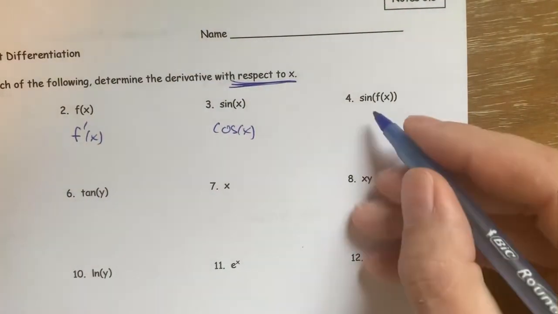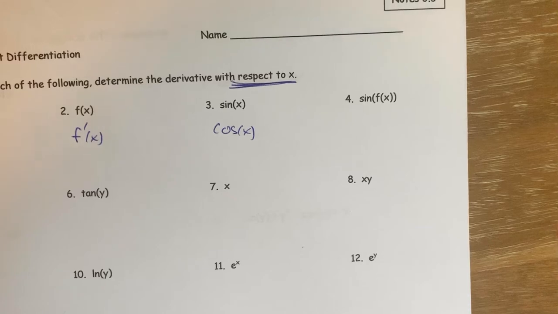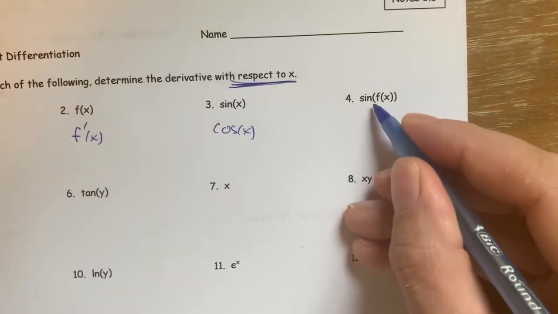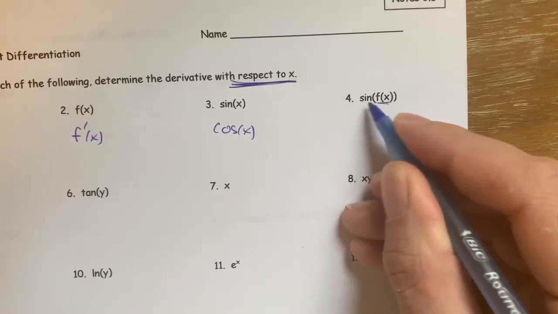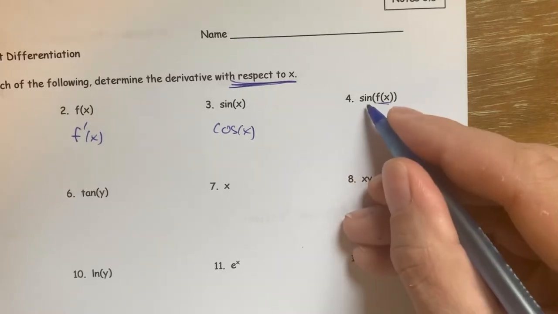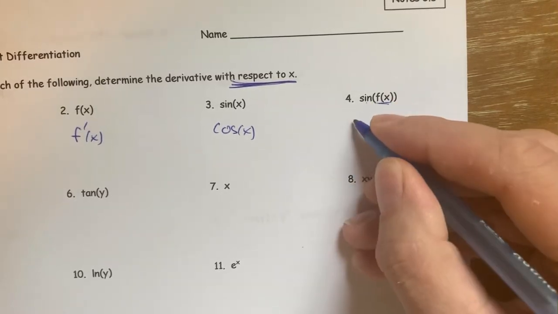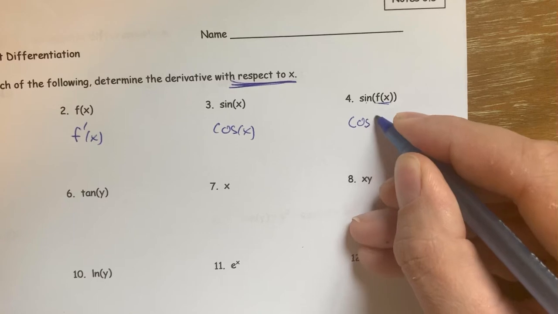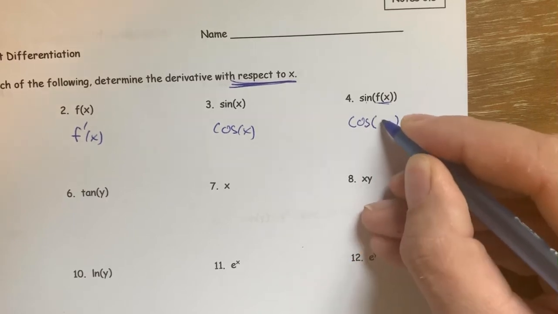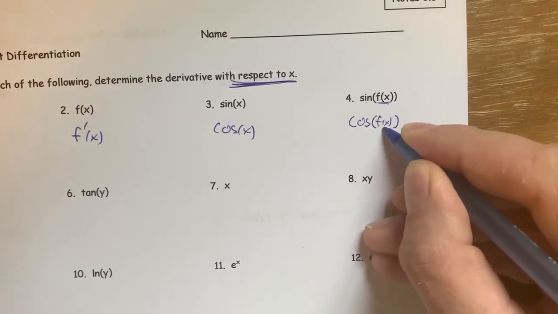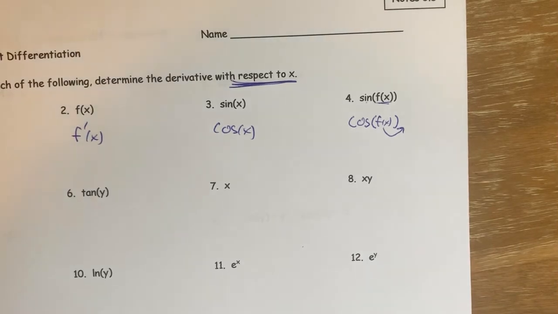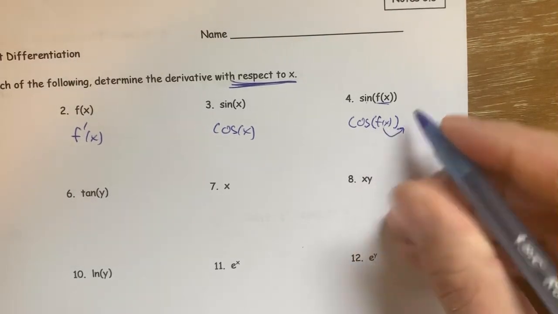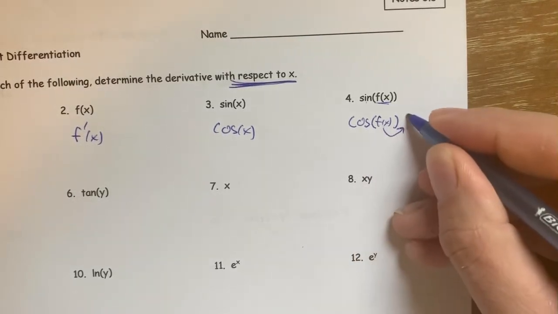The derivative of sine of f of x. That's the first more challenging one, but we should know it. This is a composite function. F of x is inside of sine of x. So the chain rule says we do the derivative of the outside. So cosine of, and we leave the inside function alone, but we do multiply by the derivative of the inside function at the end. So cosine of f of x times the derivative of f of x is f prime of x.